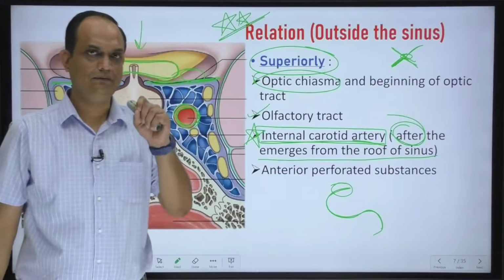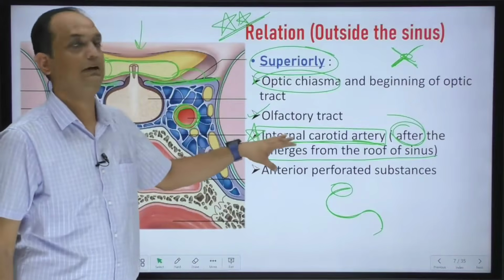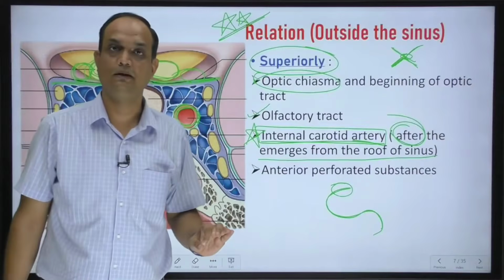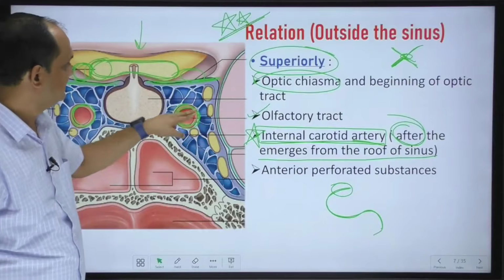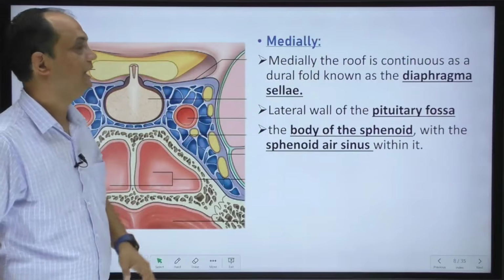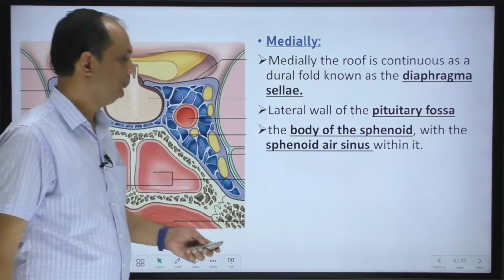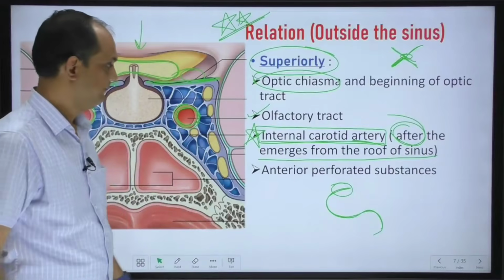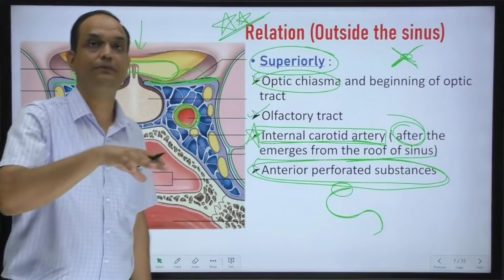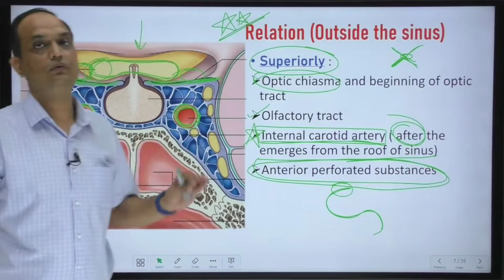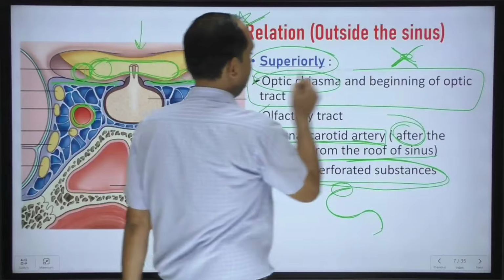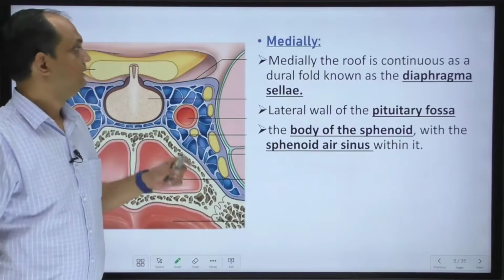Clear? So there is a confusion about the relation of the internal carotid artery. Sir, is it a central structure or does it come in relation to the superior part? The answer is that the part which is in the center is the cavernous part, and its terminal end which comes here is after piercing the roof of your cavernous sinus. Then you have the anterior perforated substance, which is present on the inferior surface of the brain. Clear? So in a nutshell, the most important relation is the optic chiasma and the beginning of the optic tract.